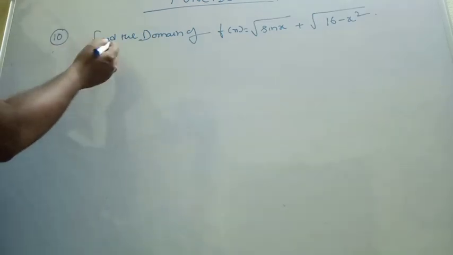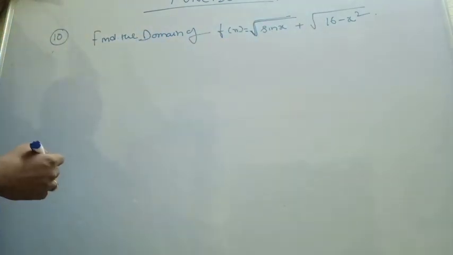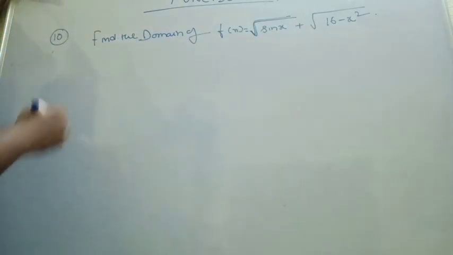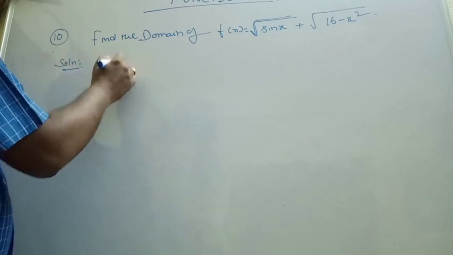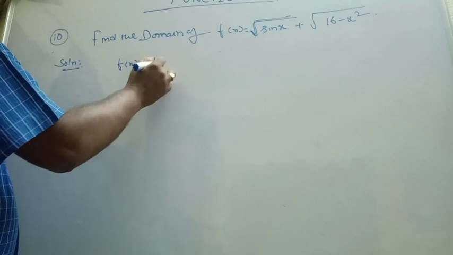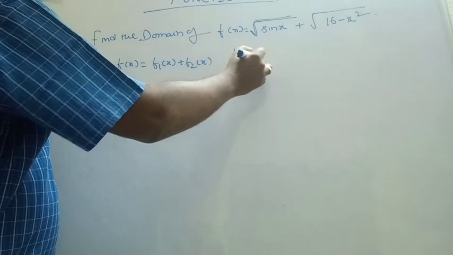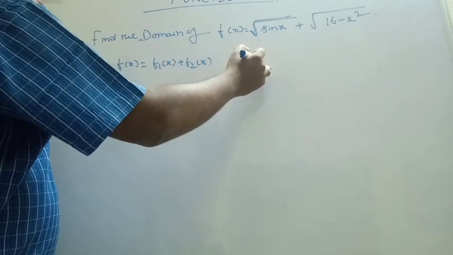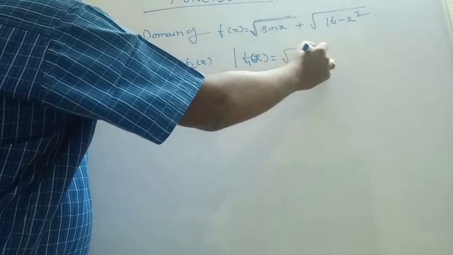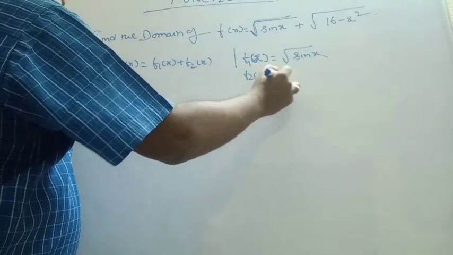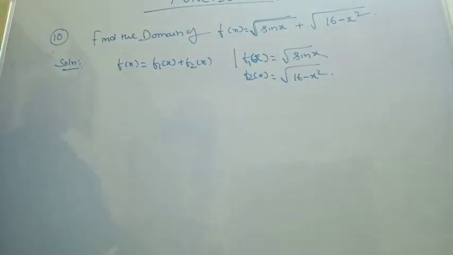Now we have here: find the domain of f(x) equal to root over sin x plus square root of 16 minus x square. How are we going to do this particular problem? We can write this as f(x) equal to f1(x) plus f2(x), where f1(x) is root over sin x, and f2(x) is square root of 16 minus x square.